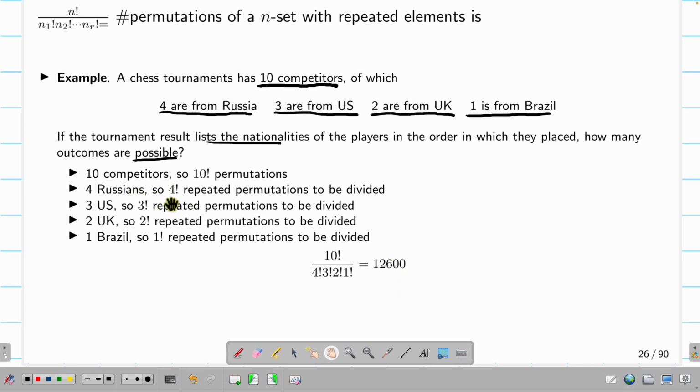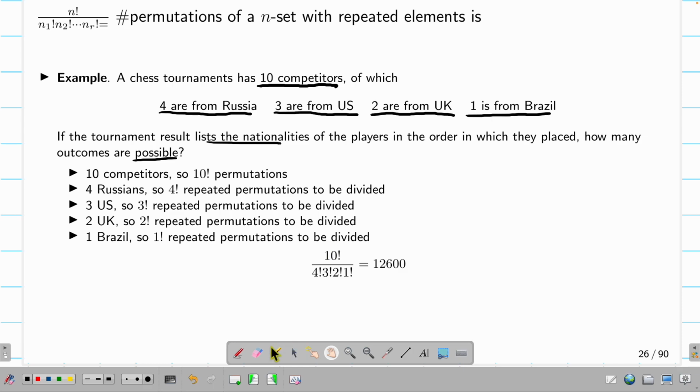So you have 10 competitors. If you treat all these people as distinct, then you have 10 factorial permutations. And in this permutation, you have double counted the 4 Russians. So 4 factorial has to be divided. 3 factorial has to be divided for the US, 2 factorial for the UK, and 1 factorial for Brazil. And this will be the total number.